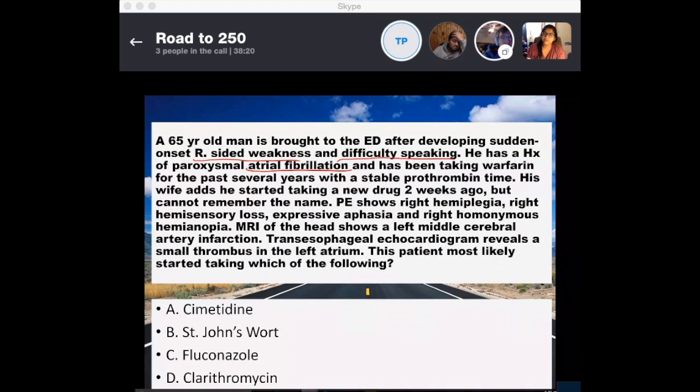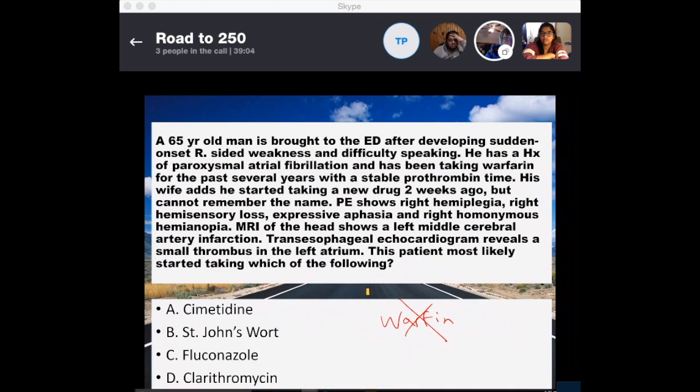Stroke. So he's got a history of AFib, and he's been taking warfarin for years with stable lab values. So he started taking some new drug. So obviously some P450 drug is messing with his normal routine. The rest of this is all just showing that he has signs of stroke and a small thrombus in the left atrium, which is the most typical place for an AFib patient to get it. So which drug? Okay, so actually, before you guys answer, so we got warfarin that isn't working.